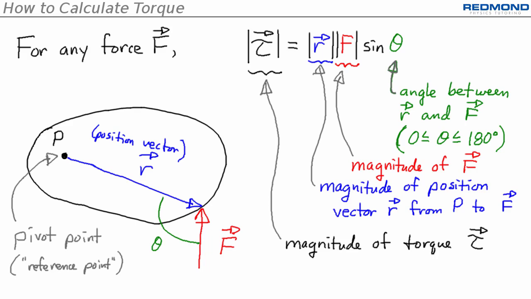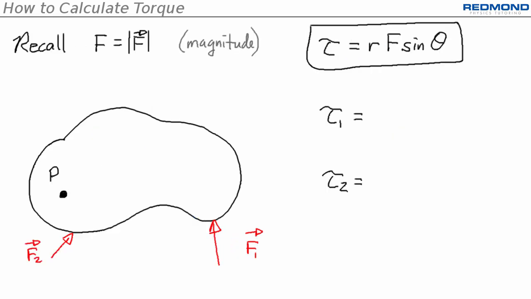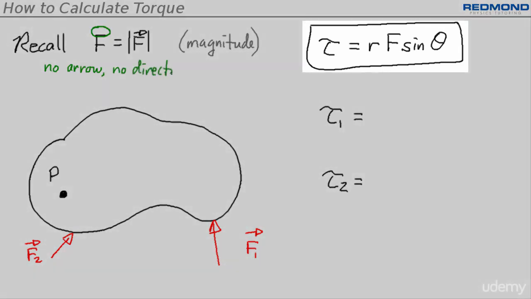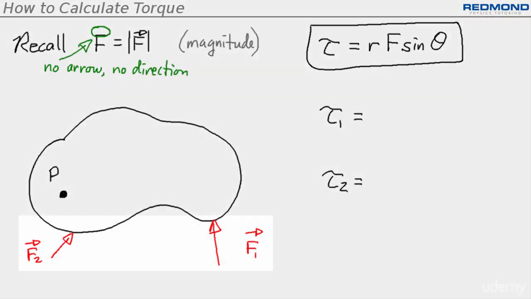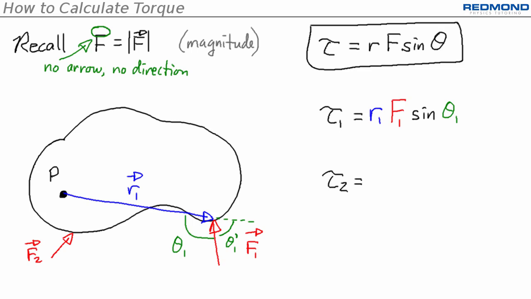If you recall from working with vectors, we can show magnitude by removing the vector arrow, which gives simpler notation. Torque is equal to r F sine theta. In this example, there are two forces, and I would need to calculate the torque for each one. Tau 1 is r1 F1 sine theta 1, and Tau 2 is r2 F2 sine theta 2.